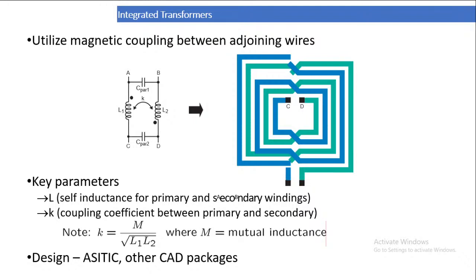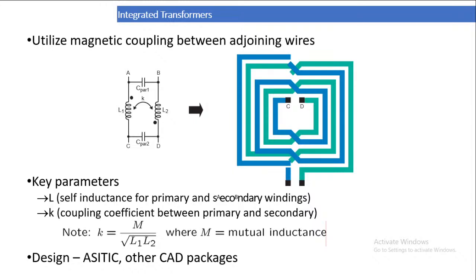One is blue, the other is green. In a plane, you have two coils, one blue and one green. They are coupled. When the green and blue are coupled, they give you a transformer. We use the magnetic coupling between adjoining wires to get the transformer.